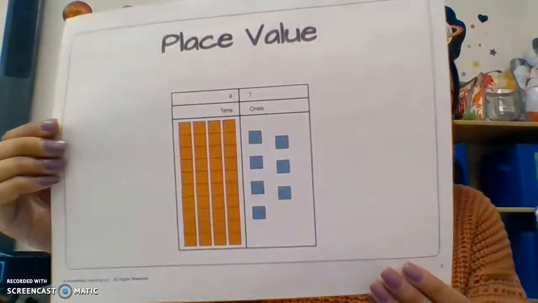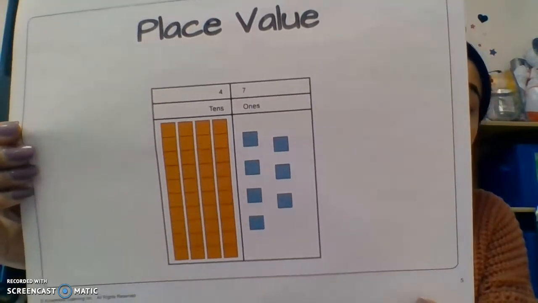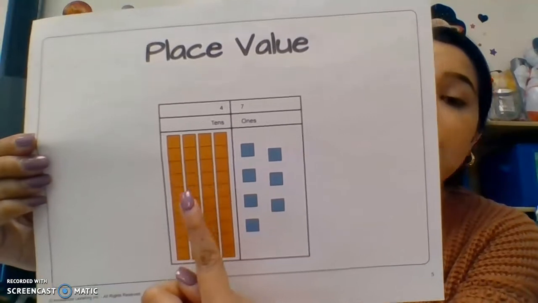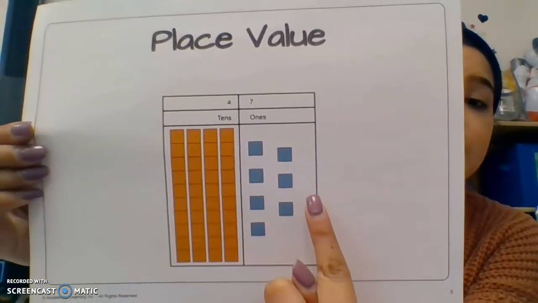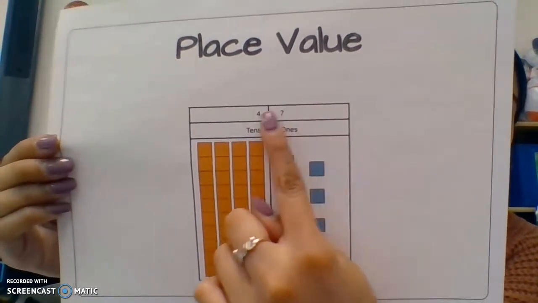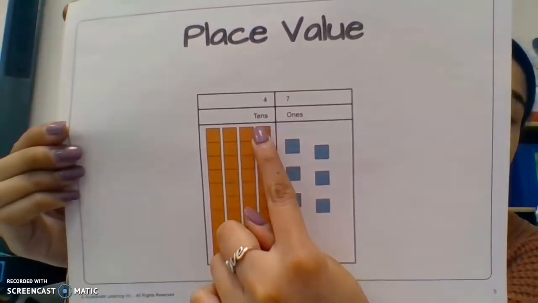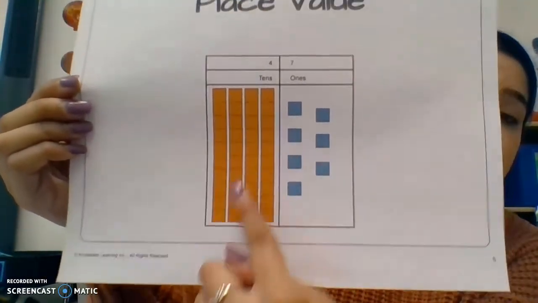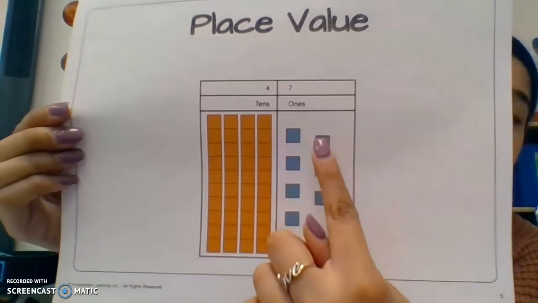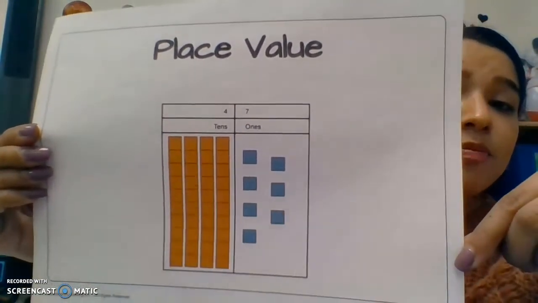Place value. This is our place value chart. In our place value chart, we have 2 sections. We have our tens and our ones. So right here, we have 4 and 7 for the number 47. So we know that there's 4 tens, so there's 4 10 longs drawn, and then there's 7 ones. So we put 7 ones right here in our place value chart.